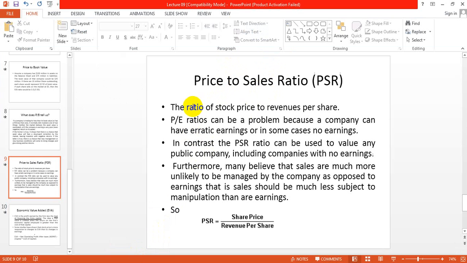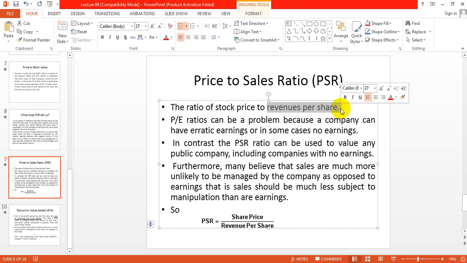So what is it saying? The ratio of stock price to revenues per share. There will be at least $1 revenue, at least $100, $1,000. There will be some revenues of the company. So the ratio of stock price to revenues per share is called the price to sales ratio.